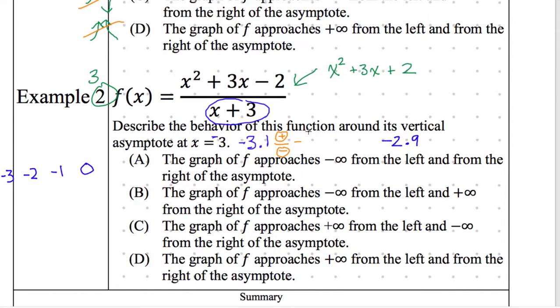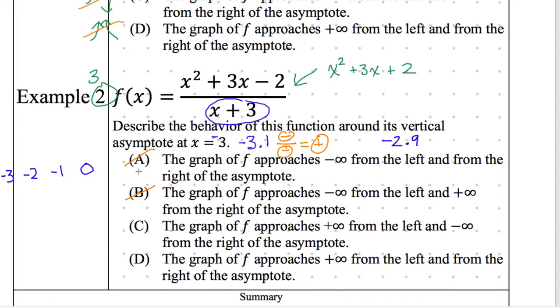Wait, what did you say? What's 0 minus 2? Negative 2. Is negative 2 a positive or a negative? Negative. And on the bottom we already discussed we had a negative. A negative divided by a negative is a positive, which eliminates A and B. Dang it. Wait. Oh, so it's C.